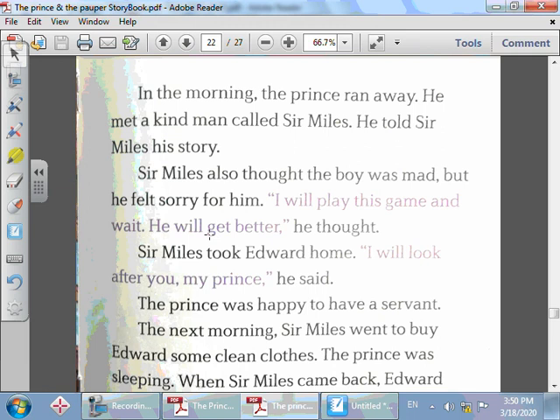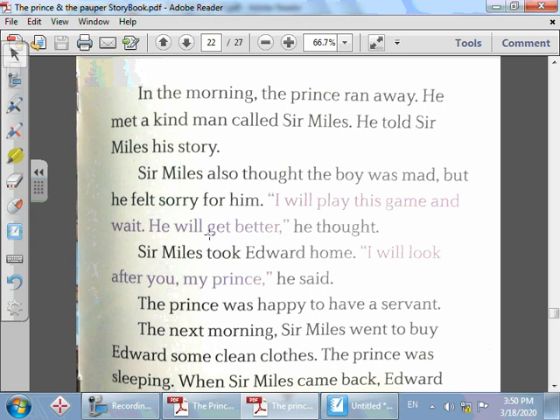In the morning, the prince ran away. He met a kind man called Sir Miles. He told Sir Miles his story. Sir Miles also thought the boy was mad, but he felt sorry for him. I will play this game and wait. He will get better, he thought. So, guys, Sir Miles thought that Prince Edward was mad too, because Prince Edward is telling him, I am a prince, and he's wearing a poor cloth, and he looks like a pauper. So nobody believes that he is the prince, not even Sir Miles.